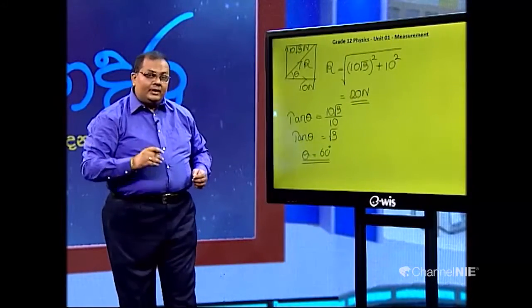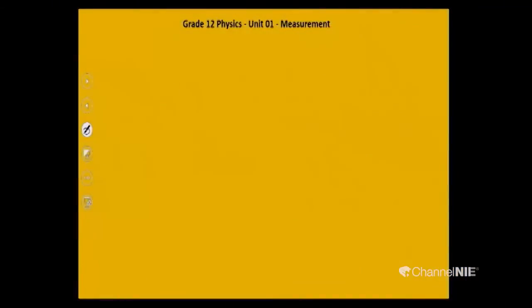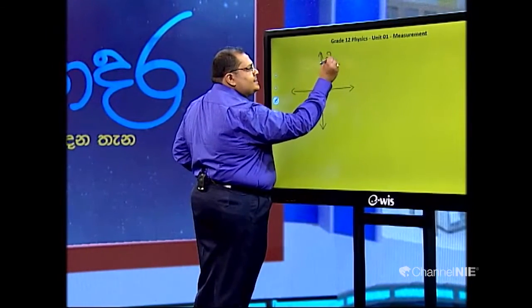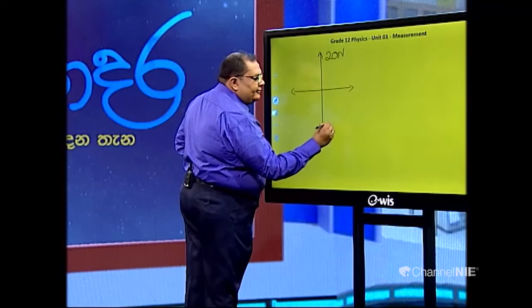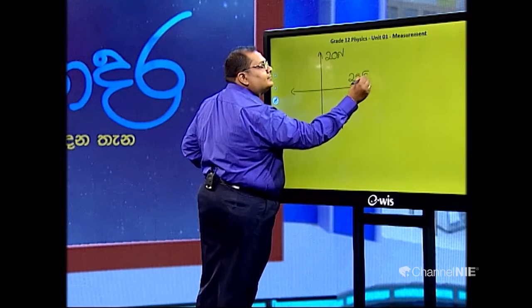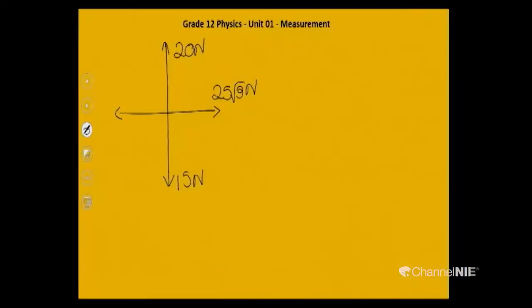I am going to do one more example for this. Consider we are given 4 vectors like this. We are going to find the resultant of them. One of them we are given 20 newtons, another one 50 newtons, this one 25 root 3 newtons, and another one in the opposite direction, here 20 root 3 newtons. Then you are going to find the resultant of them.